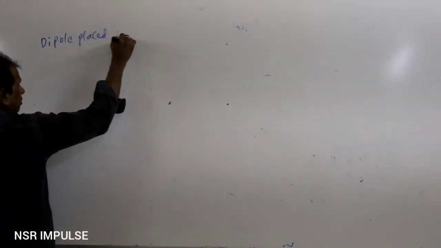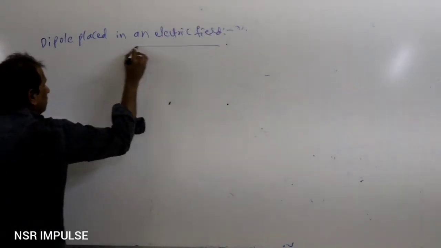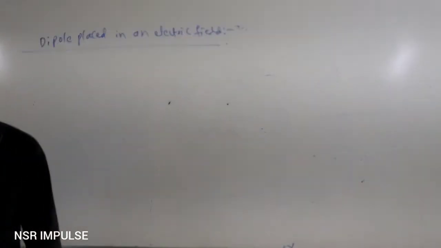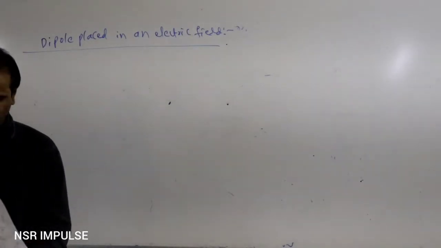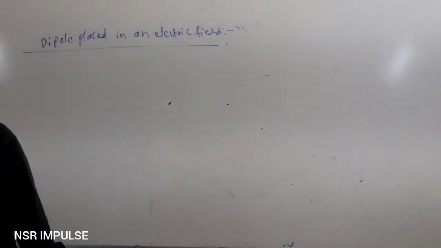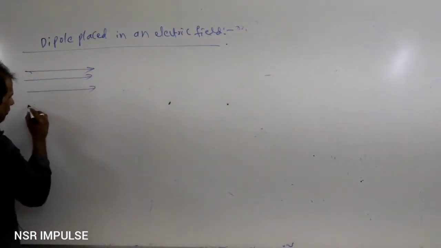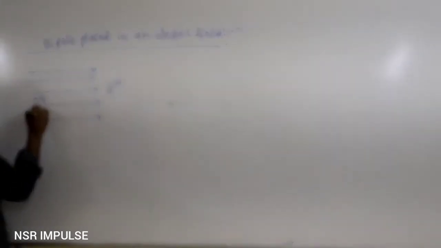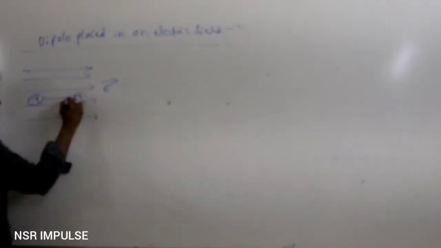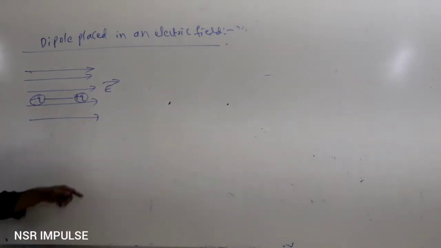Dipole placed in an electric field. So let us discuss about placing the dipole in an electric field. If we place the dipole in an electric field, what is going to happen? Let us see. Let us consider a uniform electric field. This is the negative charge and this is a positive charge. In this manner the dipole is placed.